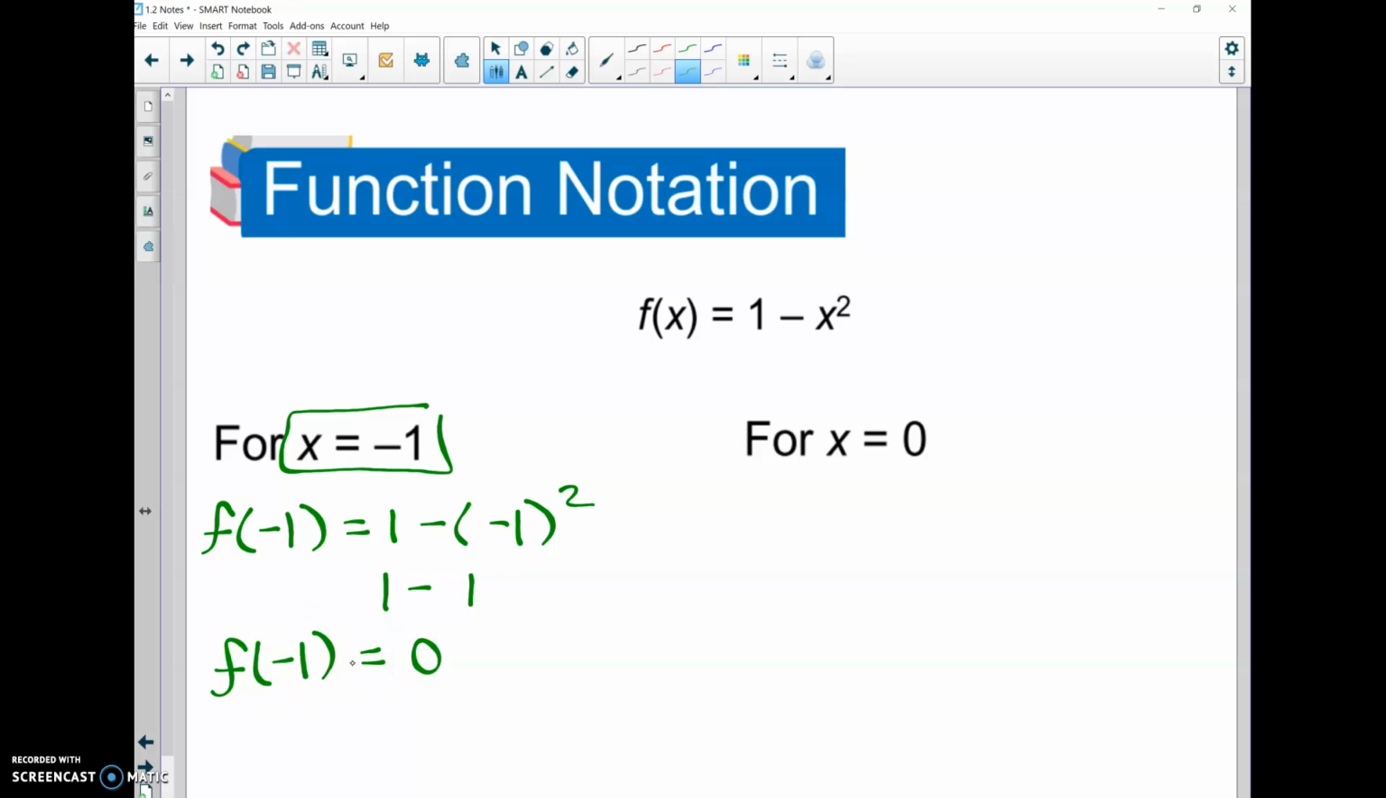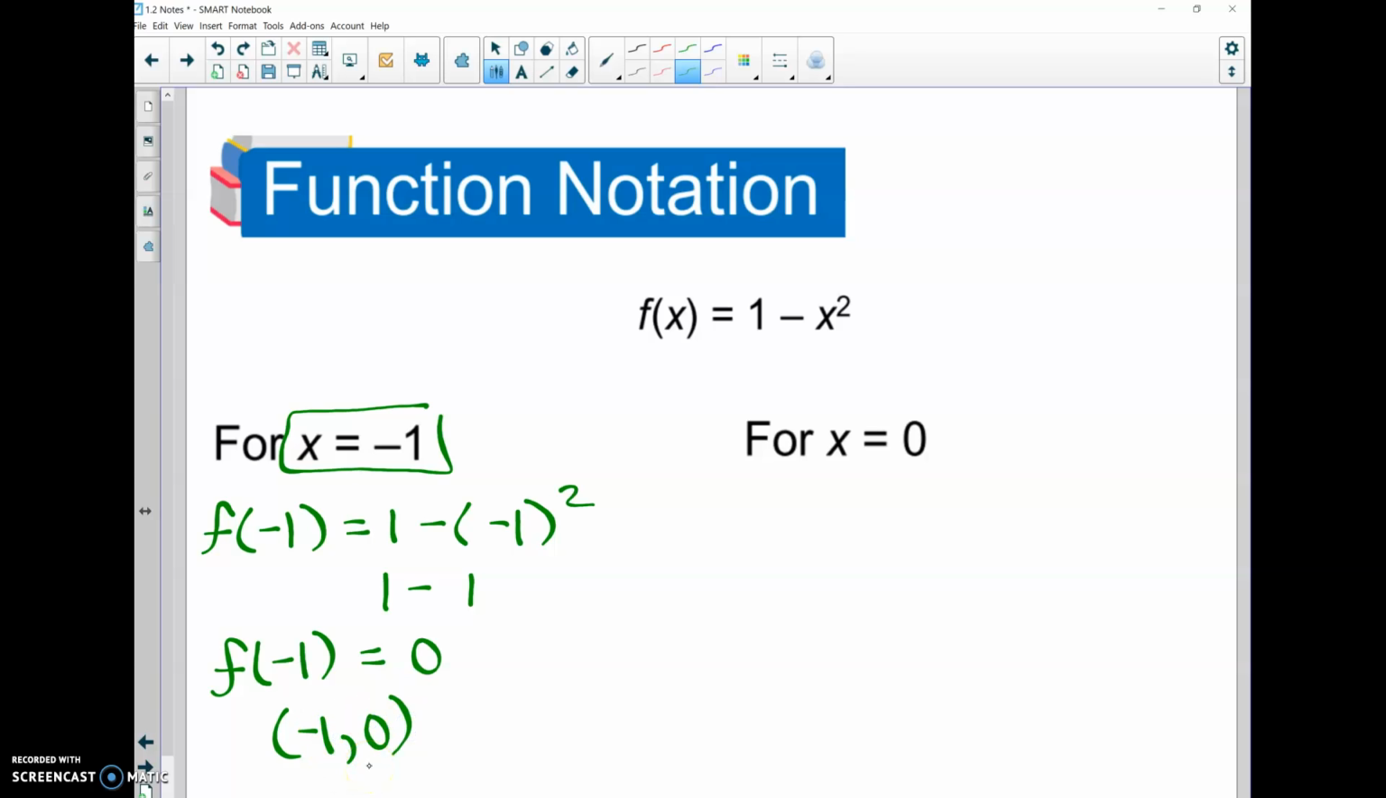This notation is nice because if we are trying to find the value of our function at 6 different locations, 6 different instances, just by looking at this, I know that the input variable is -1 and our output at -1 is 0. So the point on our function would be (-1, 0).